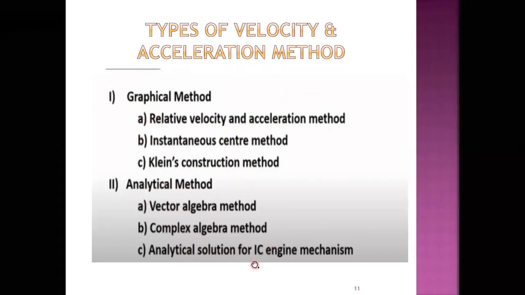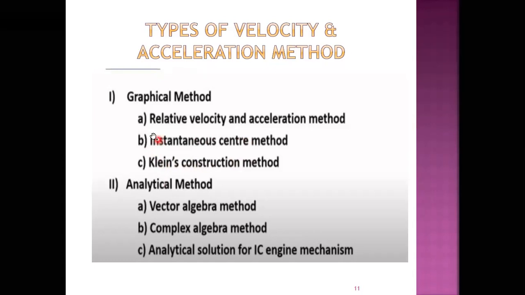Out of these, which is the easiest and most useful? The graphical one is always the easiest, because for analytical methods you should be very strong in mathematics, like linear algebra, vector algebra, complex algebra, all those things, as well as trigonometry. But graphical is the easiest one. Out of these three, instantaneous center as well as Kennedy's construction are the easiest construction-wise. But to find the velocity, the faster way, this method is useful.